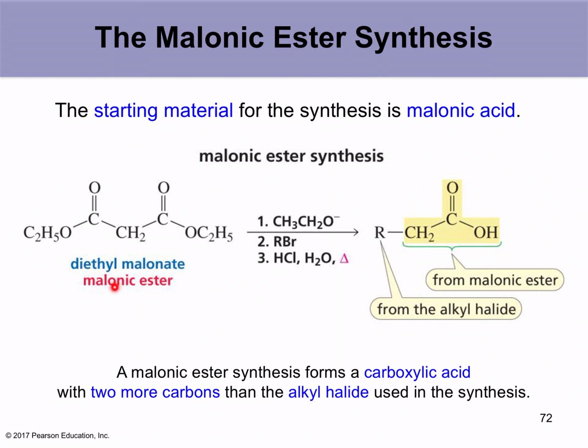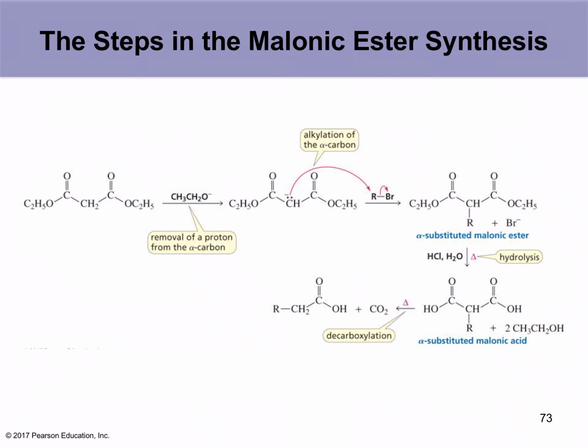When you start with the malonic ester, the acid that you're going to get is the alkyl group plus the 2 carbons, because these are the 2 carbons coming from the diethyl malonate, making it an ester. So malonic ester synthesis forms a carboxylic acid with 2 more carbons than the alkyl halide used in the synthesis. Now let's see how we're going to do the steps and get to the final product.